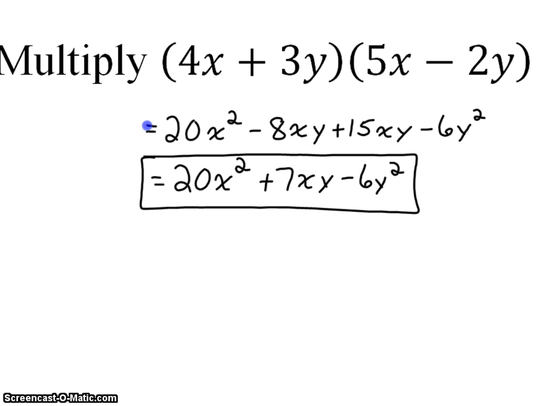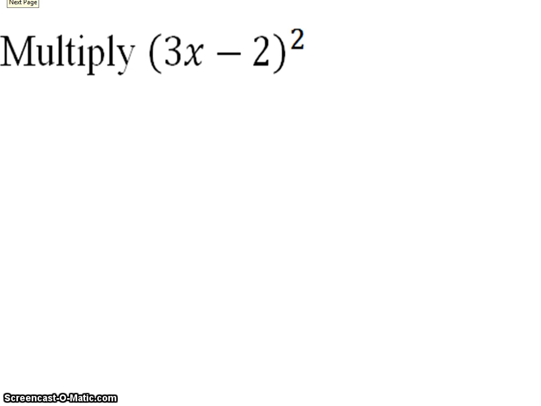Okay, let's look at a second example. Multiply 3x minus 2 squared. So you could write it this way. 3x minus 2 times 3x minus 2. And then use FOIL or distributive.